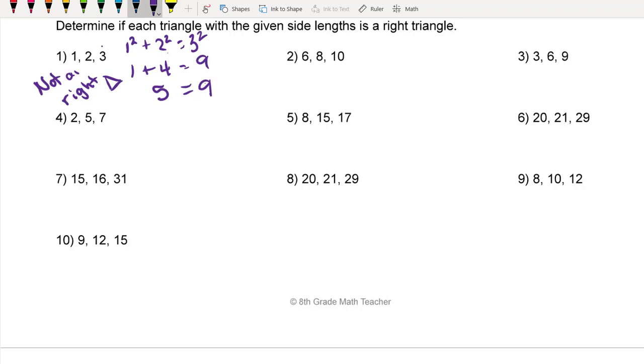And I'm just going to draw the symbol for triangle. All right, 6, 8, and 10. Already in order from least to greatest. So 6 squared plus 8 squared equals 10 squared. 6 squared is 36. 8 squared is 64. 10 squared is 100. 36 and 64 is 100. So this is a right triangle.